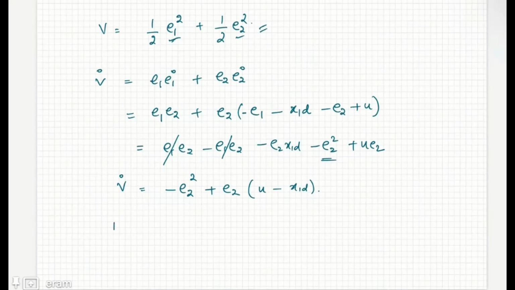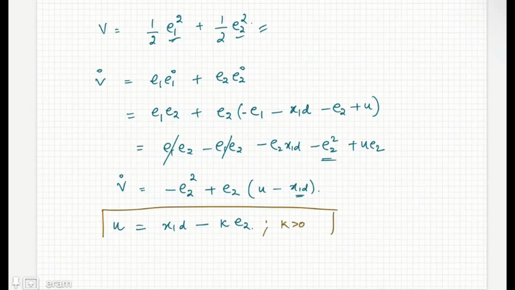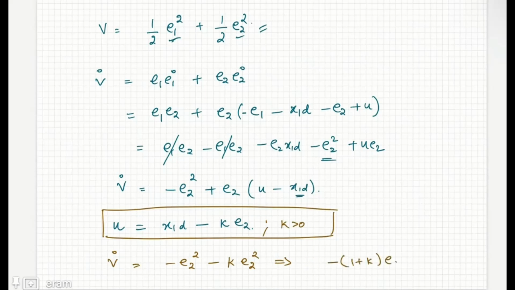So let's choose our controller u such that it cancels this term x1d, and then let's consider any gain k which is greater than 0 times e2. So when we choose this type of controller where k is anything greater than 0, then we will observe that we have V dot equals minus e2 square and minus k e2 square, so it will give us nothing but minus (1 plus k) times e2 square.